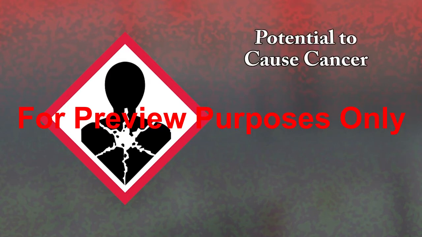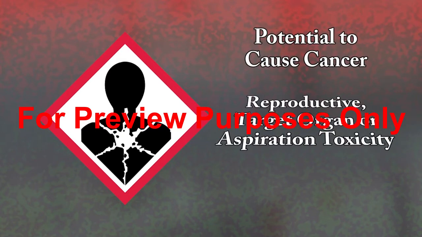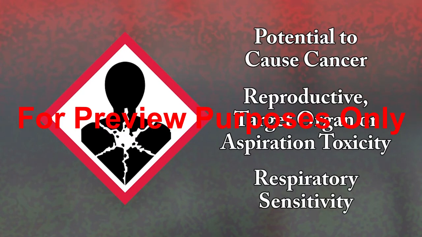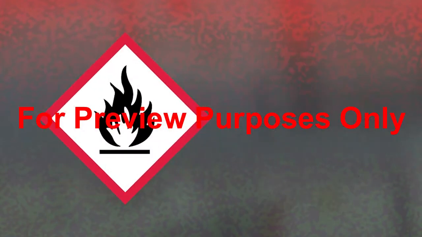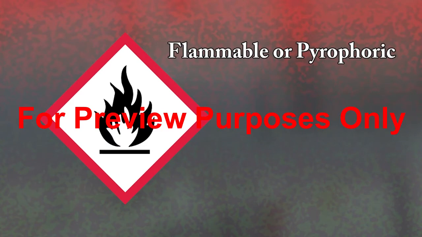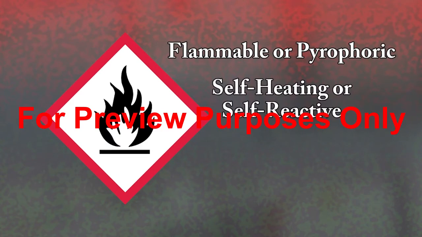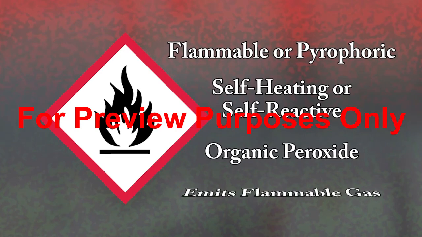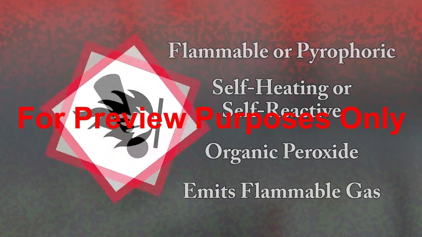An image of a person's upper body with a star inside it is the health hazard pictogram. It indicates that a chemical's hazards may include the potential to cause cancer, reproductive, target organ or aspiration toxicity, or respiratory sensitivity. The flame pictogram indicates that the chemical is flammable or pyrophoric, self-heating or self-reactive, a type of organic peroxide, or that it emits a flammable gas.